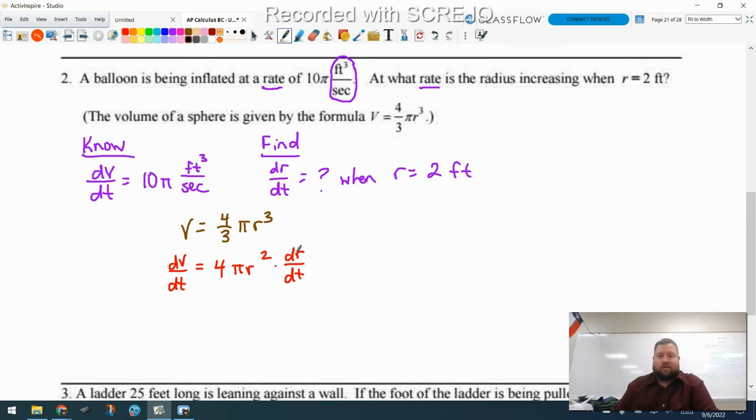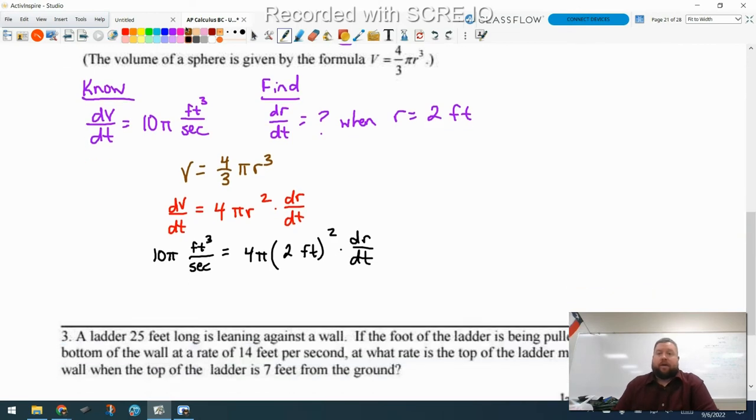Again, you should be able to plug in for everything except for what you're trying to find. We're trying to find dr over dt, so I should be able to plug in my 10 pi, and I'm going to put in my units here as well. Feet cubed per second is equal to 4 pi times r, which is 2 feet, squared, times dr over dt. Now we're just doing some algebra. So we need to divide. 2 squared is 4. 4 times 4 is 16. So that's 16 pi feet squared, and I'm dividing both sides by pi and feet squared.